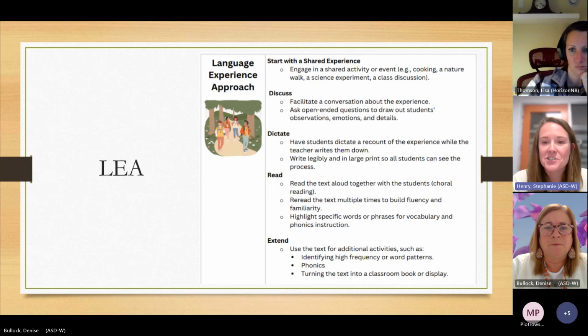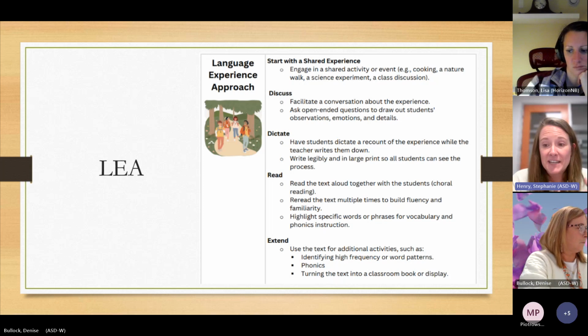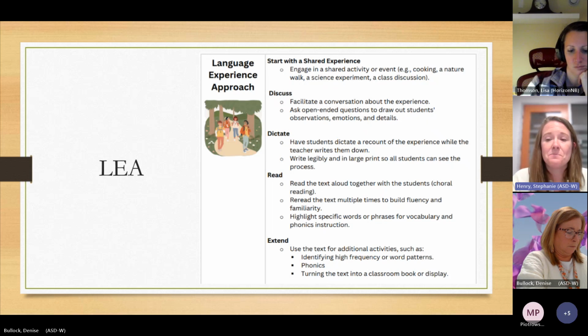experience together, they have that shared experience, you don't have to worry about the comprehension, and you don't have to worry about filling any background knowledge gaps, because you have shared that experience and written the text based on what has happened together. So it just takes a lot of those complications out of the picture. And you can really just focus on reading.